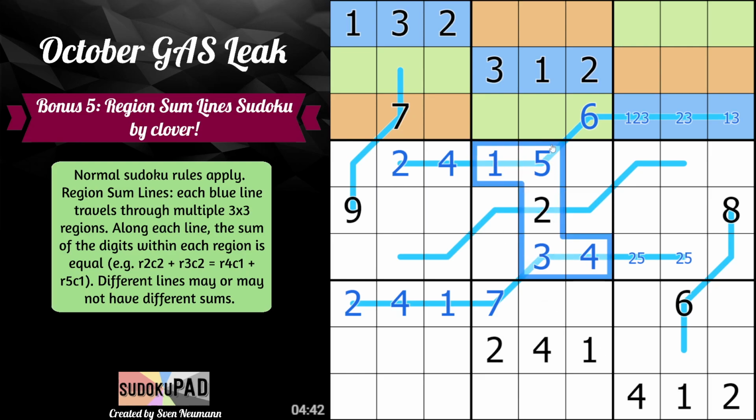We place 1, 2, 3, 4, 5. So we still need to place 6, 7, 8, and 9. Interesting. 8 and 9 get pushed here. And then now that means we can resolve our 6 and 7, which is going to be useful, 7, 6, because this adds up to 15.